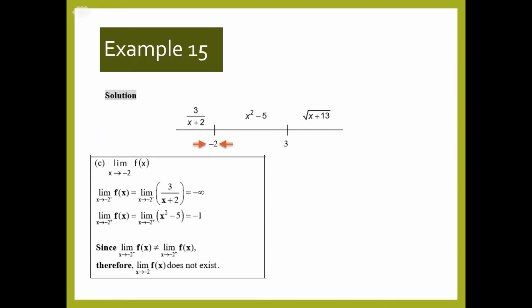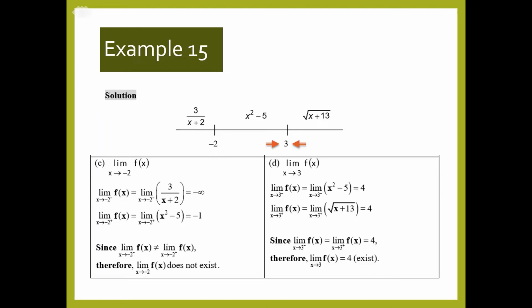Finally, for d, there are also two functions to be used here. For limit from the left, the function is x squared minus 5, and for the limit from the right, the function is square root of x plus 13. As the limit for both sides are equal to 4, the limit of fx as x approach to 3 is equal to 4.